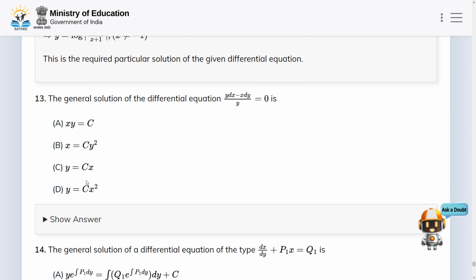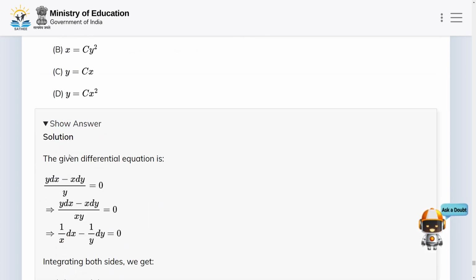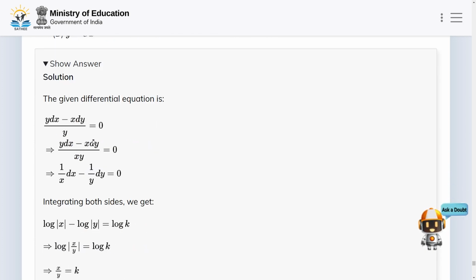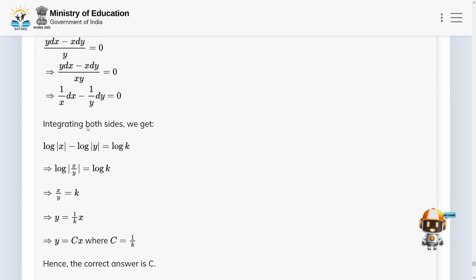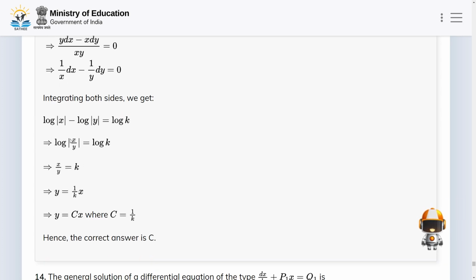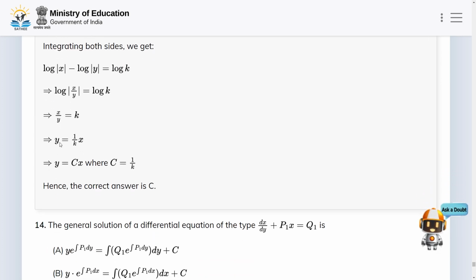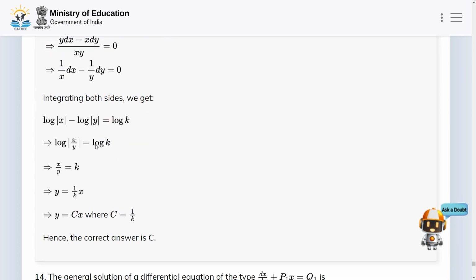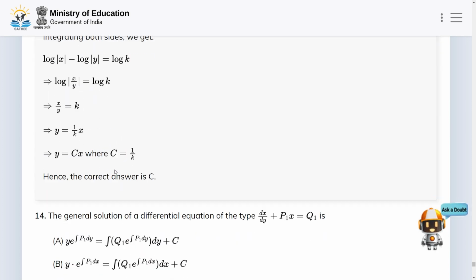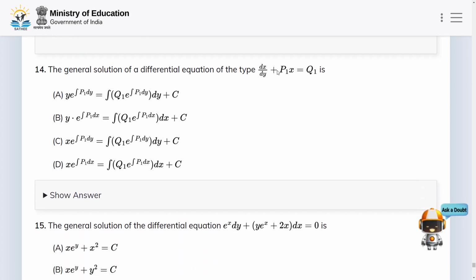Now 13th problem. The general solution of this, let me just quickly show you. (y dx - x dy)/y = 0. Dividing by xy, (y dx - x dy)/(xy) = 0. This means 1/x dx - 1/y dy = 0. Integrating both sides, you will have log x - log y = log k. Using log property, x/y = k. This means y = cx, where c = 1/k. So option C will be correct. As you can see, y = cx will be your answer.